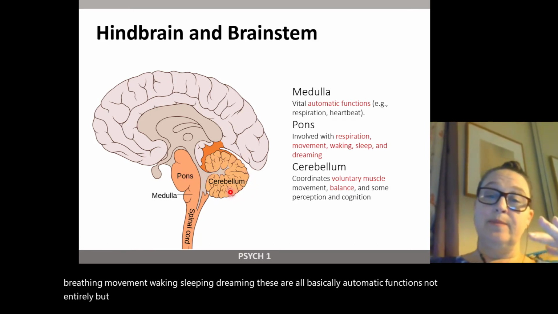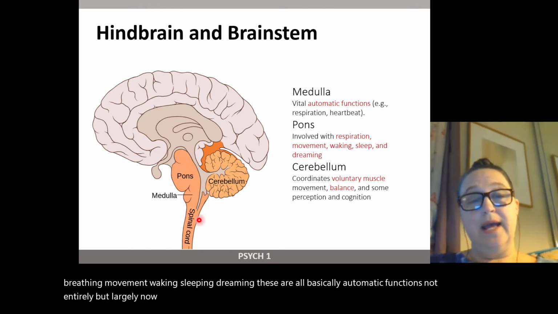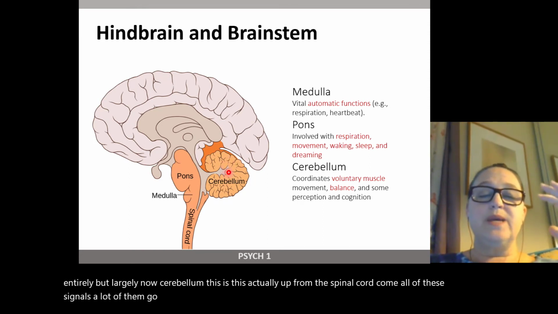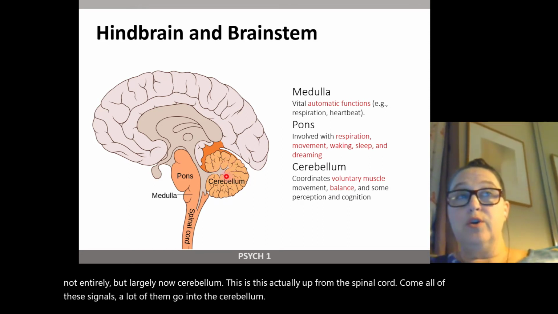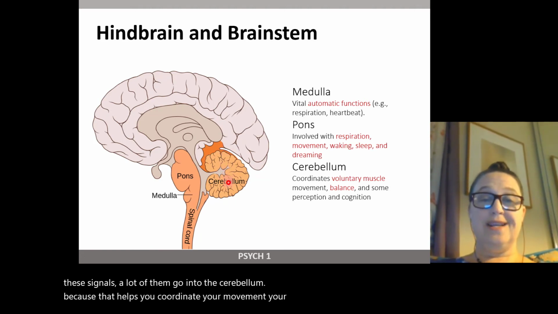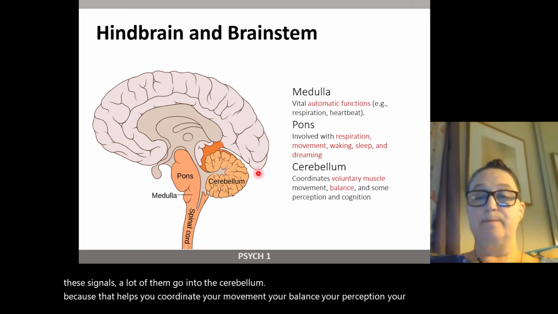Now the cerebellum. Up from the spinal cord come all of these signals. A lot of them go into the cerebellum because that helps you coordinate your movement, your balance, your perception, your cognition. It's sort of like the entry point.